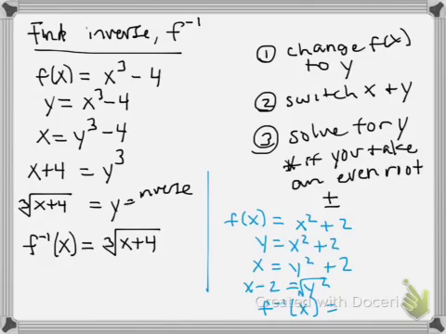So we know we're going to square root this side, but we need a plus or minus because it's a square root. Anytime it's a square root, fourth root, or sixth root, you'll have the plus or minus. Plus or minus the square root of x minus 2. And that would be your inverse.